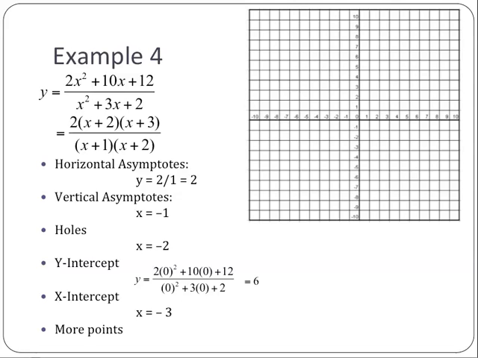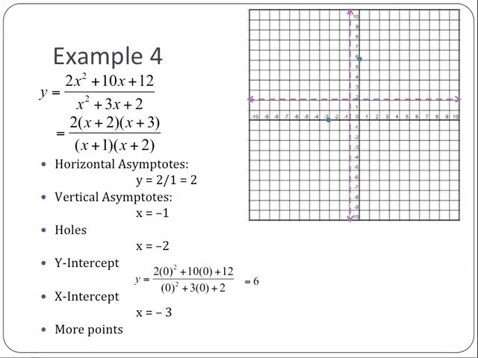All right, let's put everything we have so far onto our graph. So we have a horizontal asymptote at y equals 2. We have a vertical asymptote at x equals -1. I will go over what to do with the hole in just a bit. We have a y-intercept at 6. And we have an x-intercept at -3.